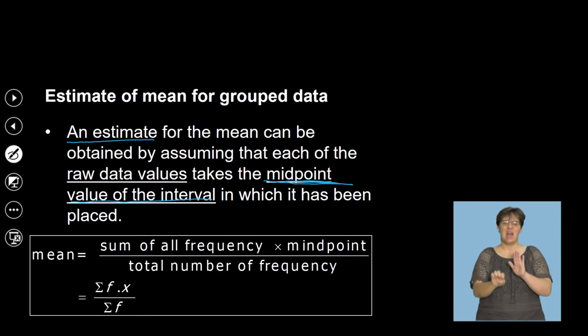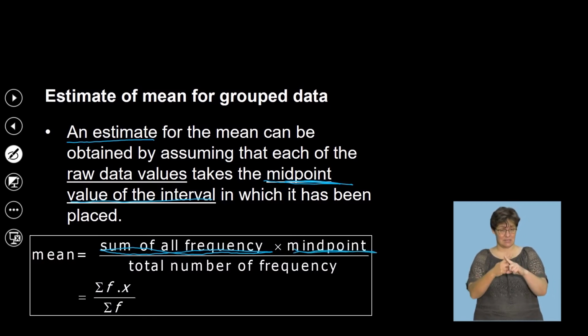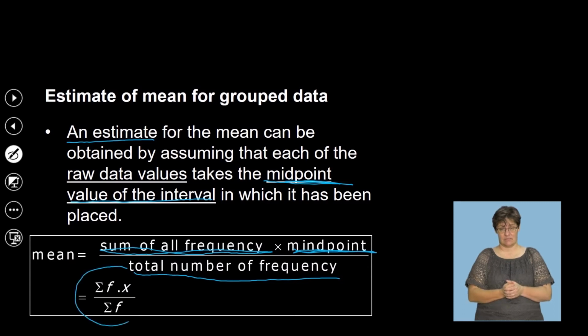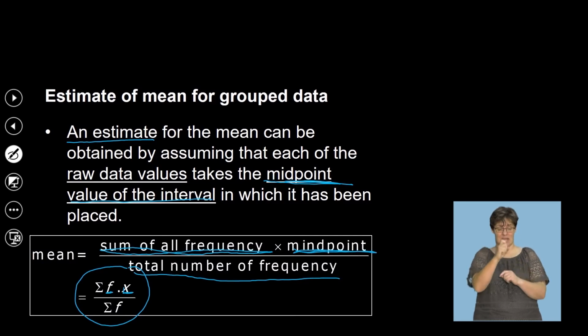For example, to calculate the mean, it will be the sum of all frequency multiplied by the midpoint, over the total number of frequency, which mathematically is sum of F times X over sum of F. X is the midpoint, F is the frequency, and this is over the total frequency.